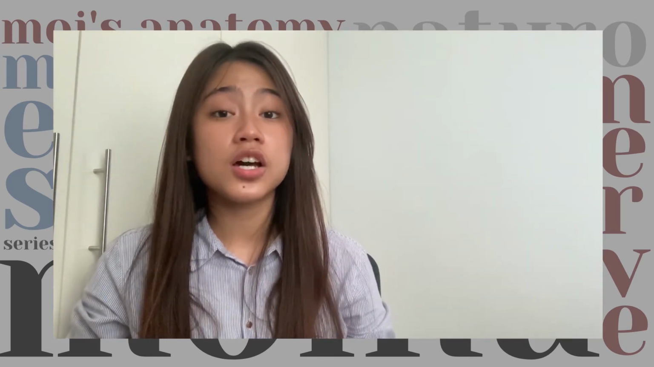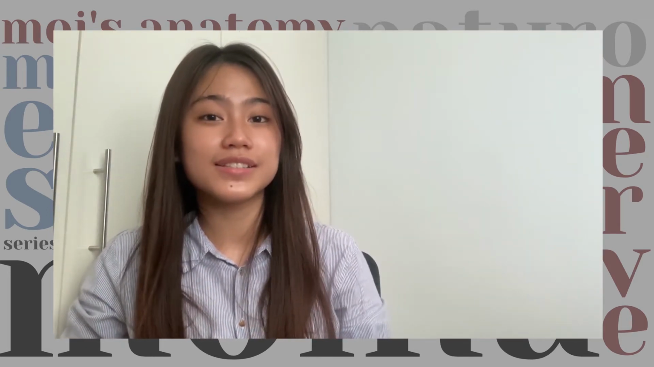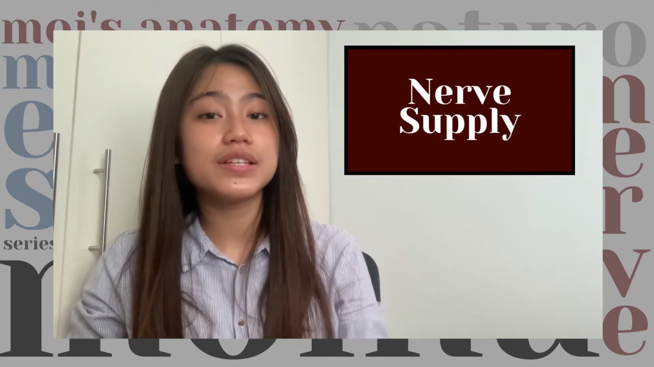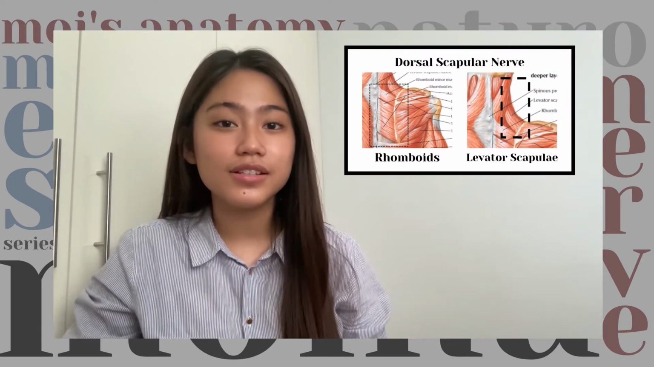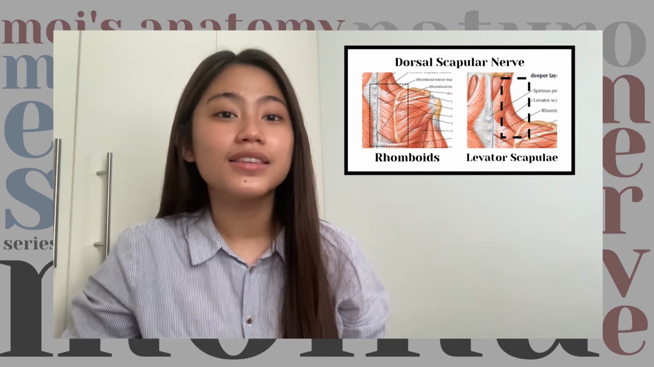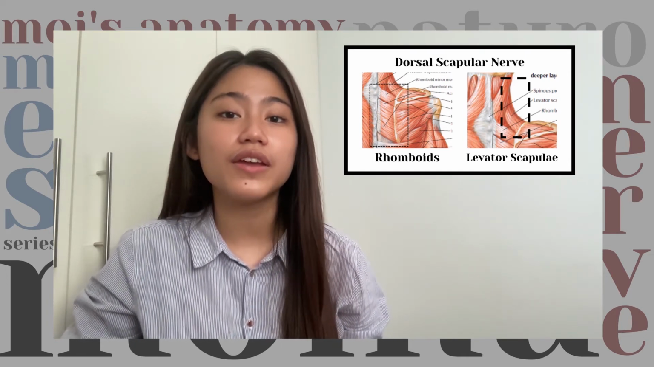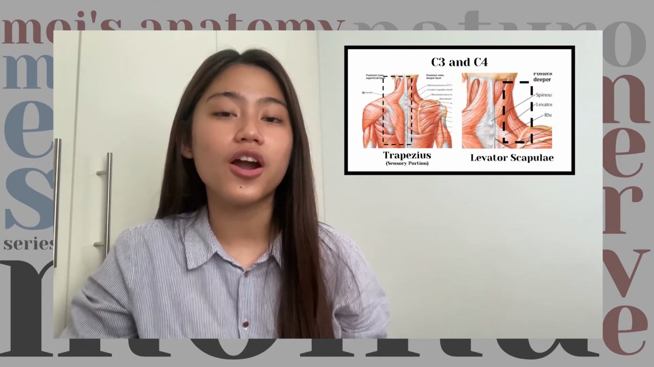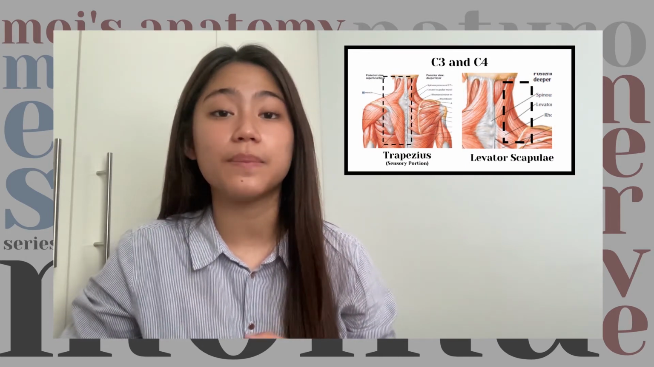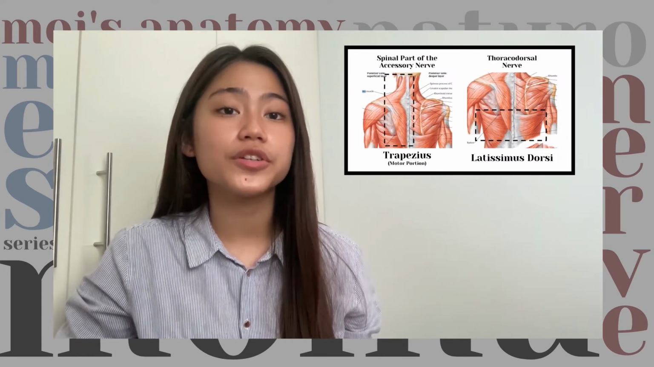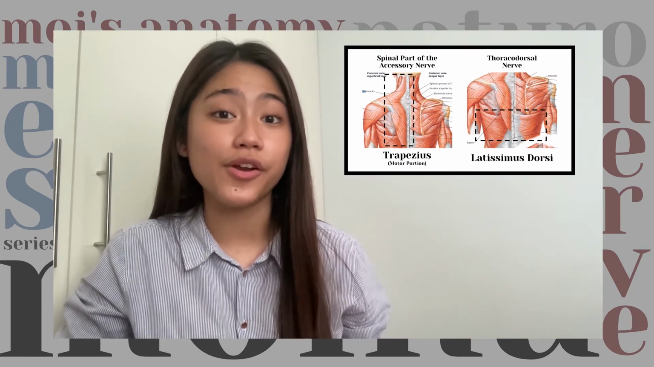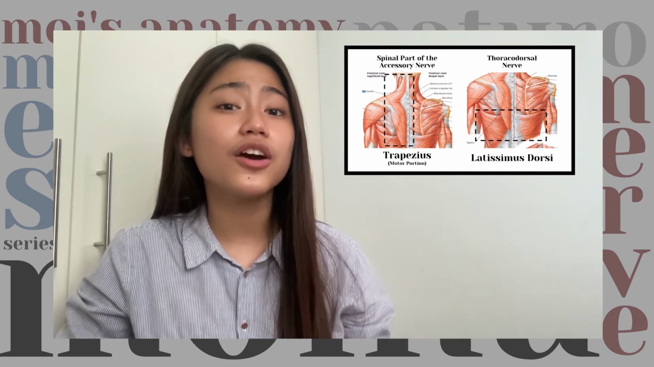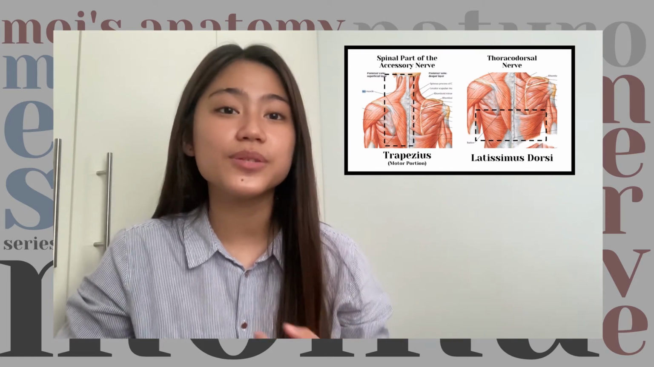We have already discussed the origin and insertion of the muscles. Now we'll proceed to tackling the nerve supply and the action of these muscles. The dorsal scapular nerve innervates 3 muscles: the levator scapulae and the 2 rhomboids. The levator scapulae is also innervated by the C3 and C4 along with the sensory portion of the trapezius. The motor portion of the trapezius is innervated by the spinal part of the accessory nerve. Lastly, the thoracodorsal nerve innervates the Latissimus Dorsi.